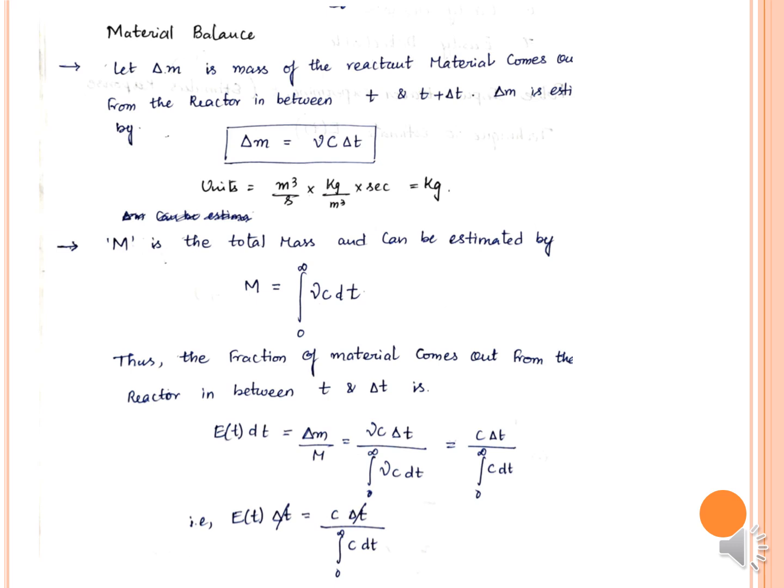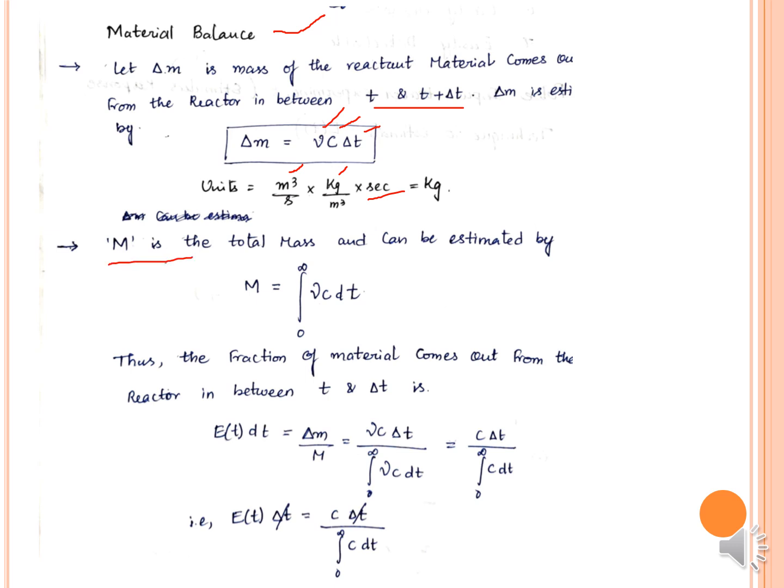Let us try to have a material balance for the tracer. Delta M is the mass of the reactant material that comes out from the reactor between t and t plus delta t. Delta M can be estimated by nu, with unit meter cube per second, times C, kg per meter cube, times delta t. Delta M is very difficult to find directly, but I can find nu by rotameter, venturi or orifice as the volumetric flow rate. Concentration can be known by the refractometer method. Time can also be known. That's why delta M is nu C delta t.